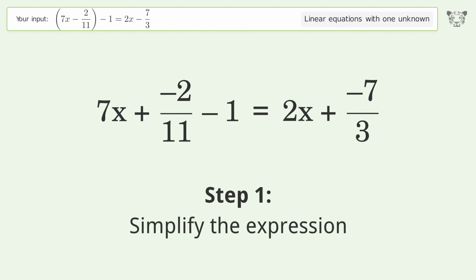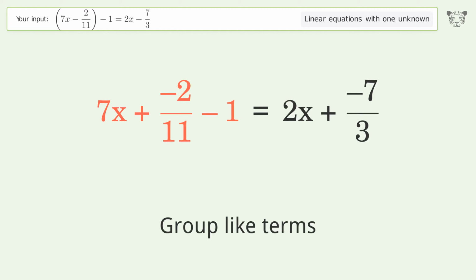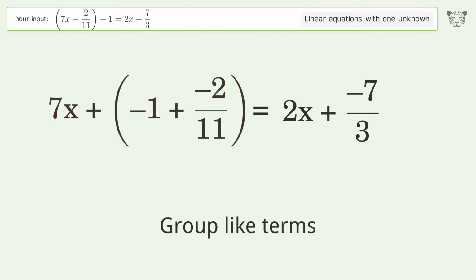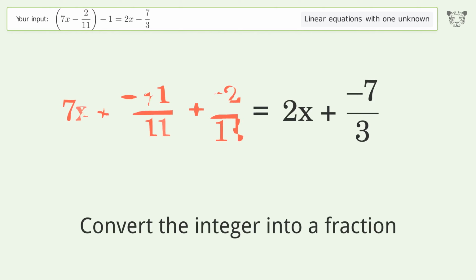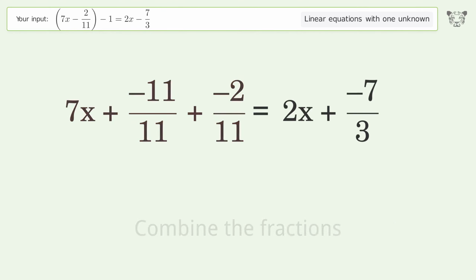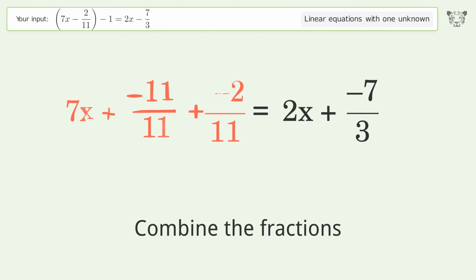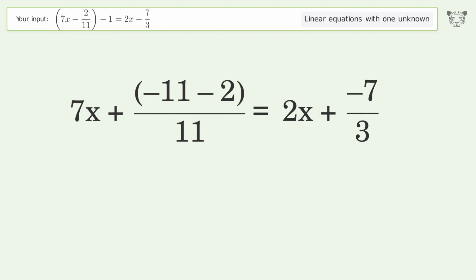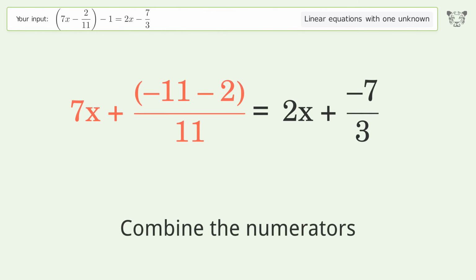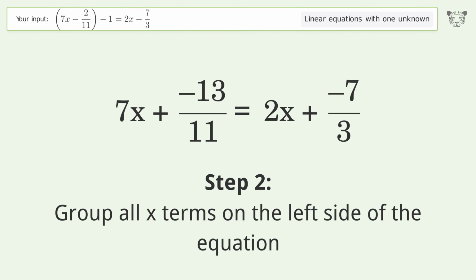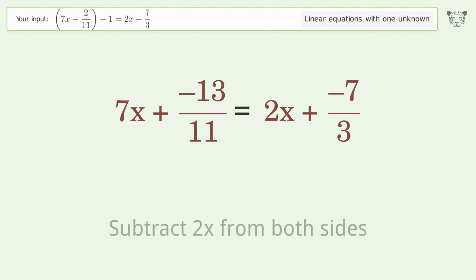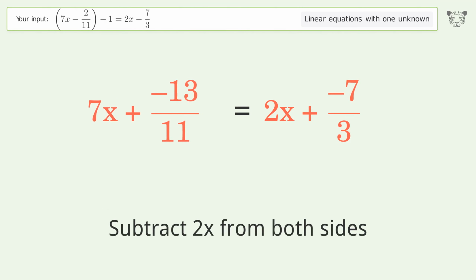Simplify the expression. Group like terms. Convert the integer into a fraction. Combine the fractions. Combine the numerators. Group all x terms on the left side of the equation. Subtract 2x from both sides.